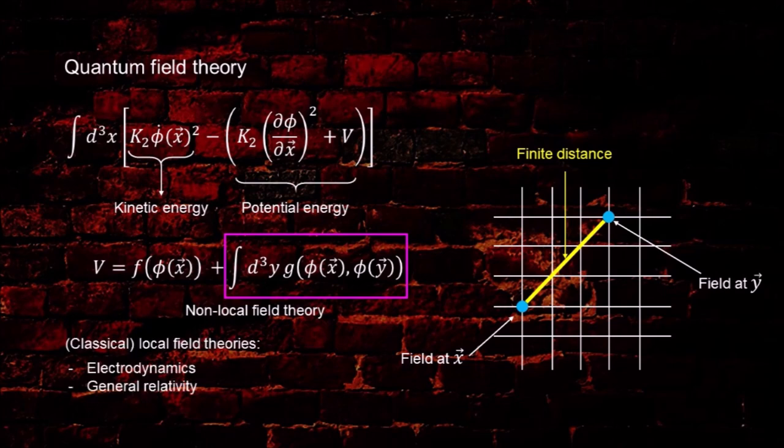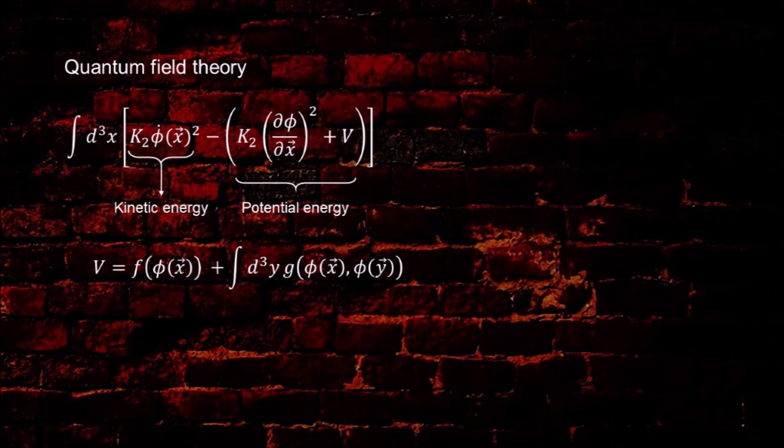This is why Maxwell's theory of electromagnetism and the general theory of relativity are field theories that are local. The second reason is that this type of term would make our field theory effective, not fundamental. What I mean by that is this.